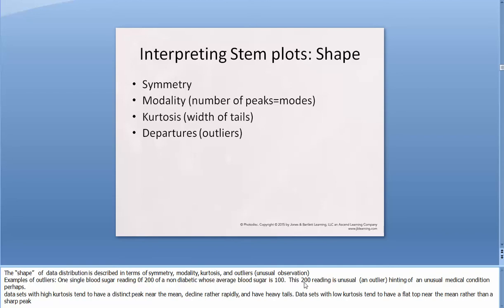All right. So symmetry, modality, and outliers are the important things when you interpret a stem plot. Kurtosis, you can be concerned about if you like to, but I'm just telling you, you don't have to worry too much about kurtosis in this class. All right. So next, go to the next slide here.